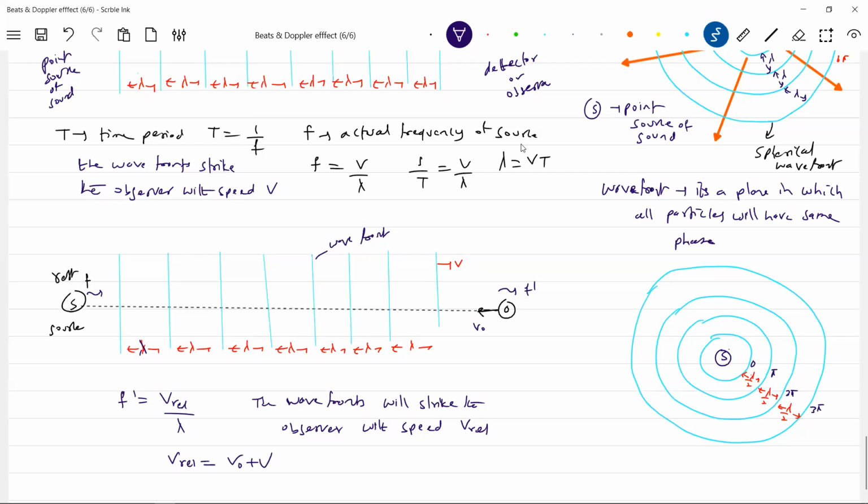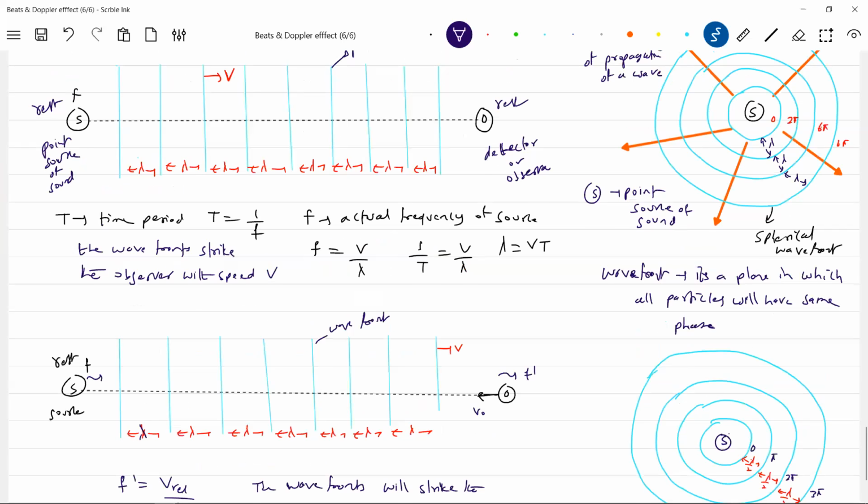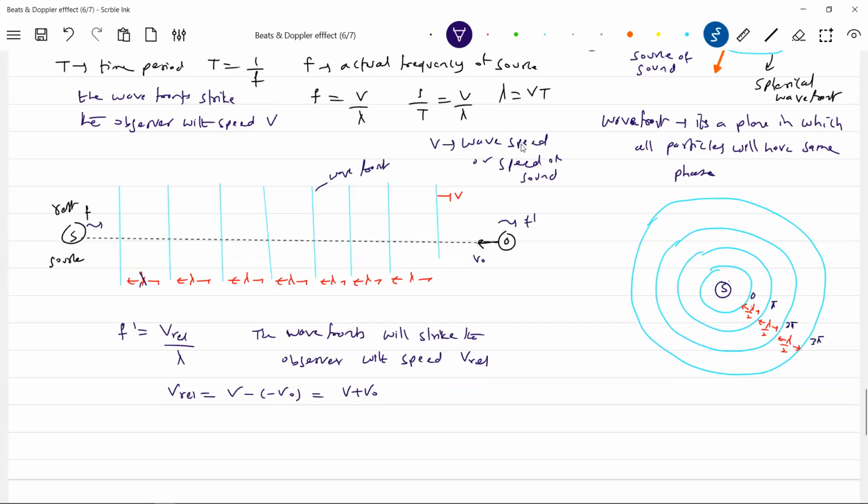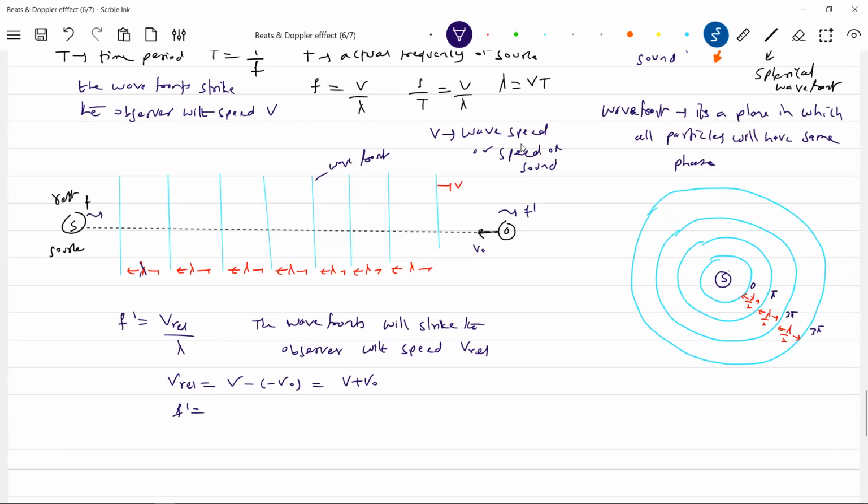Shall we write v naught plus v, or v plus v naught? Why is it v minus of minus v naught? Because the observer is moving towards the left, and the wave is moving towards the right. V means wave speed, or speed of sound. So what is f dash? f dash is equal to (v plus v naught) by lambda. What is lambda? Lambda is vT. What is 1 by T? It is equal to f.